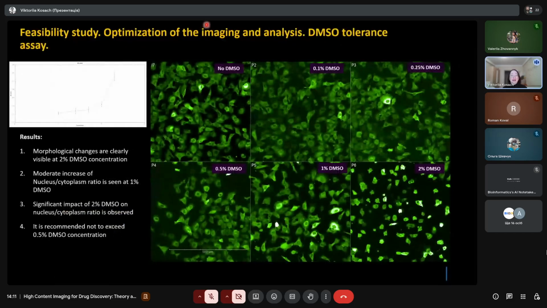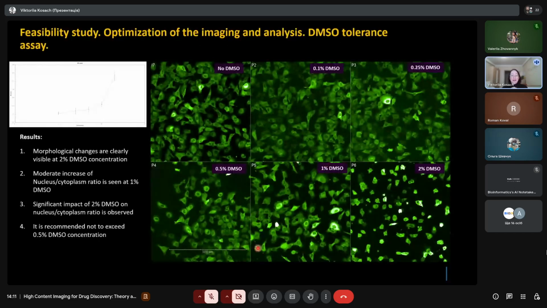Here you can see the next step was studying the solvent influence on your assay. Solvent was DMSO in this project, and here you could see the cells without DMSO with the target in cytoplasm, and then you see the images with DMSO at different percentages in growth media. So 2% is very high. You can see that the cells change their morphology. It's usually due to cytotoxicity.